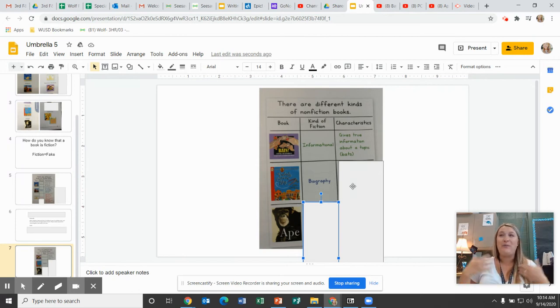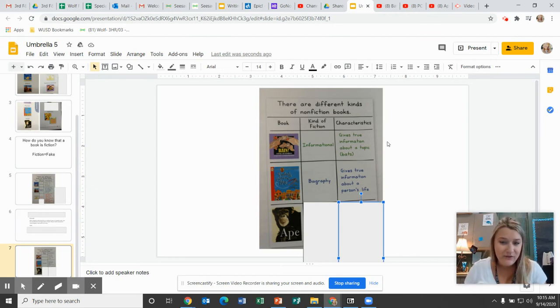And we want to know the characteristics of a biography. They had a person going through different stages of their life and reaching a goal and doing things. So a good characteristic would be gives true information about a person's life, right? A biography is about that person's life. So far we have Bats, which is information. It gives true information about a topic. There's diagrams, pictures, labels. Then we have Nobody Owns the Sky, which is a biography about a person. It gives true information about a person's life, different stages in their life. Not as hard as you thought.